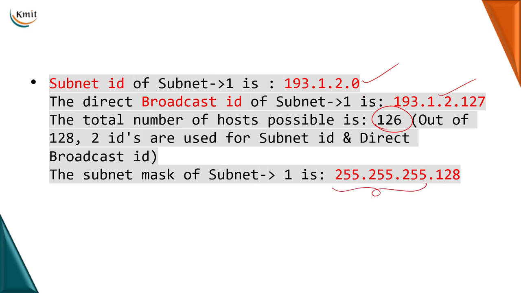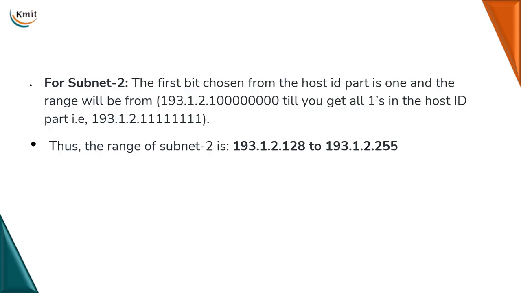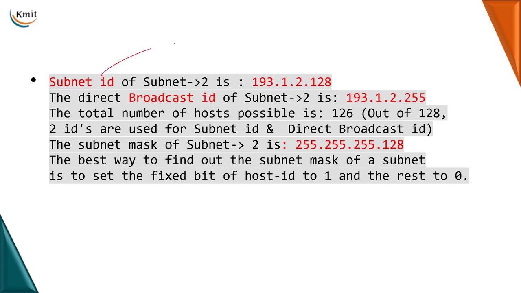Because the first 3 bytes are used for network ID, all of them are set to 255.255.255, and we have 128 hosts in each subnet which we are making now. So it will be .128. Likewise for subnet 2, it will range from 2.128 to 2.255. This address is taken as the subnet ID. This is taken as the broadcast ID. Out of 128, we have taken 2 addresses, so we are left with 126. And what is the subnet mask for the second subnet? It is 255.255.255.128, because we have 128 hosts in subnetwork 2.